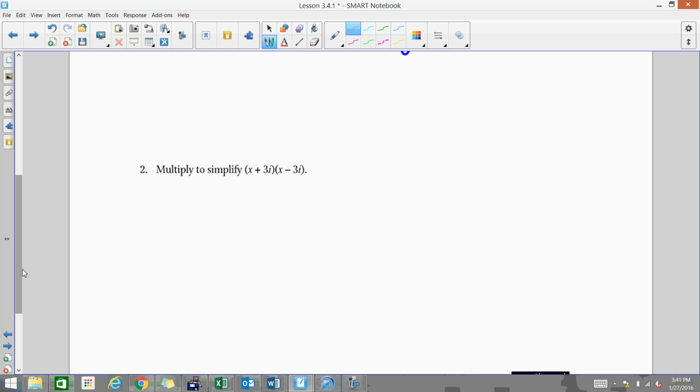Now number 2, all right, this says multiply. So number 2, here we go, multiply these two. It's the second problem in there. All right, not the same problem. The first problem asks you to add, so this problem you're going to multiply. We multiply just like we would with binomials. We're going to double distribute: x times x, which is x squared, x times negative 3i, which is negative 3ix, positive 3i times x is positive 3ix, and then 3i times negative 3i.